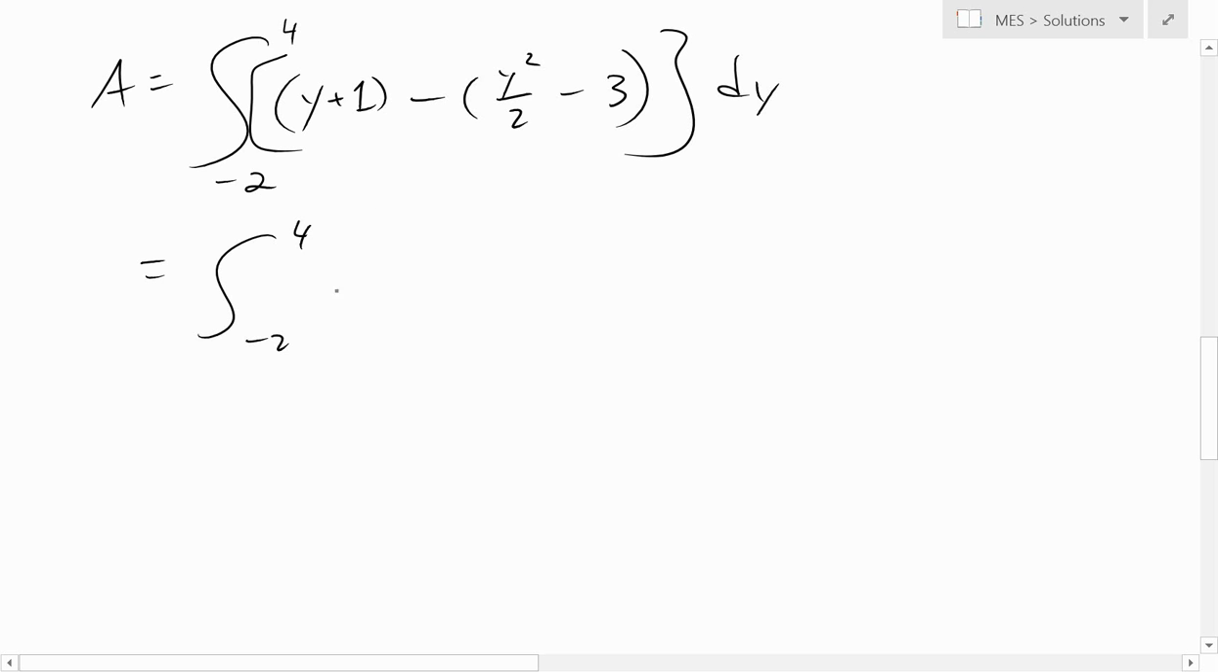And now we just simplify this even further. From -2 to 4, this is going to be +3, so add it to this, so y plus 4, take this bracket out, y squared over 2 dy.